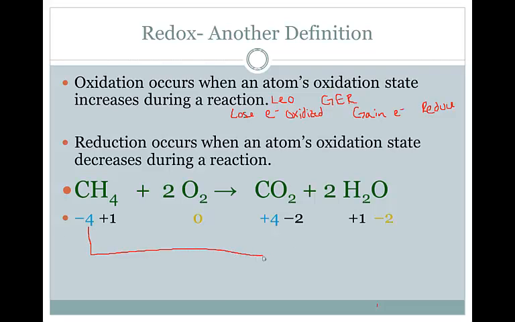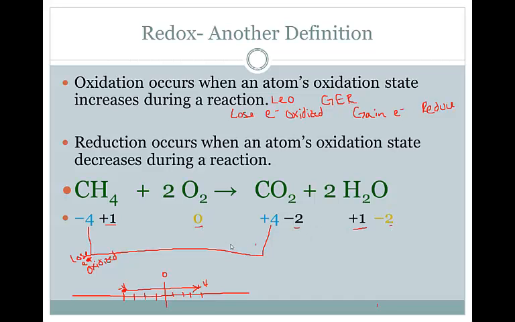So let's look at the number line. This is 0, so 1, 2, 3, 4. This is a negative 4. 1, 2, 3, 4. This is a positive 4. It's going from here to here. It's becoming more positive. So it's losing electrons in the process. Because it's losing electrons, it's being oxidized. Here, the positive 1 and positive 1 is remaining the same. Oxygen, however, is becoming a negative 2 in both scenarios.